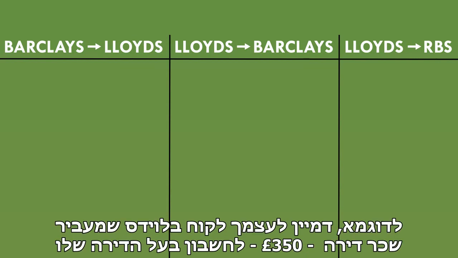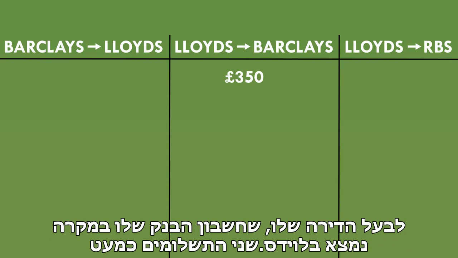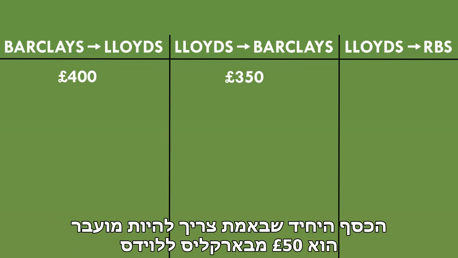For example, imagine a customer at Lloyds sends his rent, £350, to his landlord's account at Barclays. But on the same day, a customer at Barclays sends his own rent, £400, to his landlord, who happens to be at Lloyds. The 2 payments almost cancel each other out, so after cancelling out, or netting in the official jargon, the only money that really needs to be moved is £50 from Barclays to Lloyds.